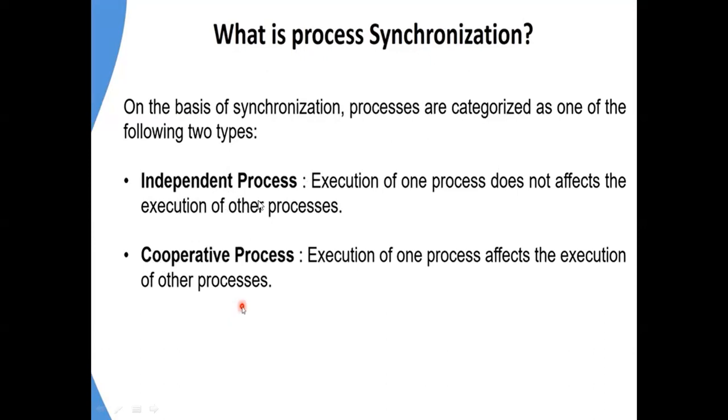What is meant by independent process? The execution of one process does not affect the execution of another process. That we call an independent process. So the execution of one process should not affect the execution of the other process. What is meant by cooperative process? The execution of one process that will affect the execution of other processes, we call it a cooperative process.